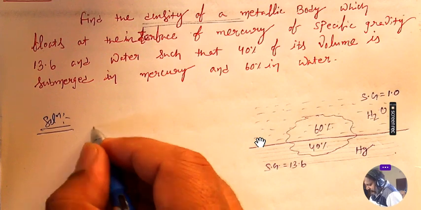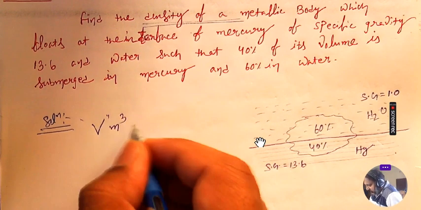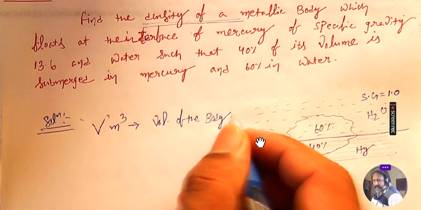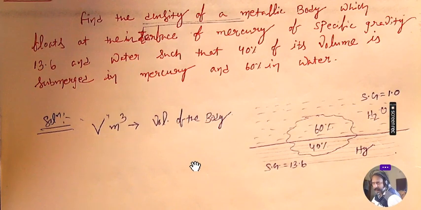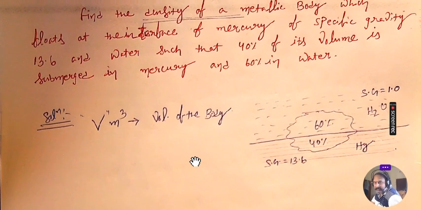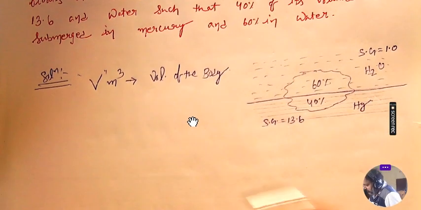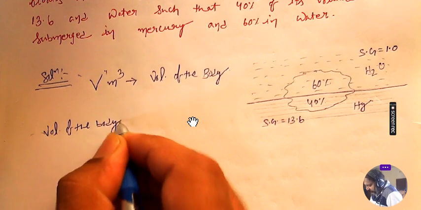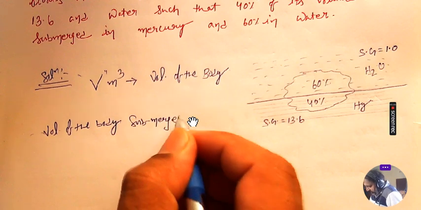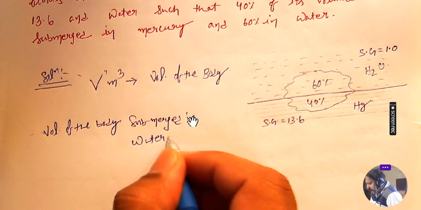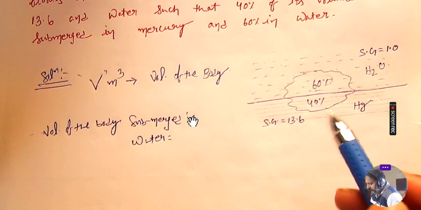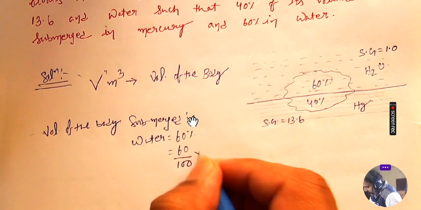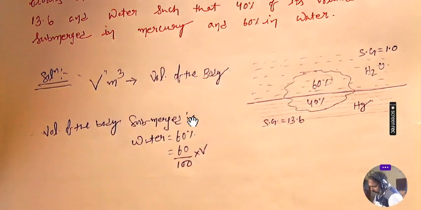Let us take V meter cube. V is the volume of the body. Why is it necessary? Because density is equal to mass by volume. So let us assume V as the volume of the body. Now the volume of the body submerged in water, as given in the question, is 60%. So, it is 60 by 100 into V, the volume of the body. So, 60% of the volume of the body is in water.